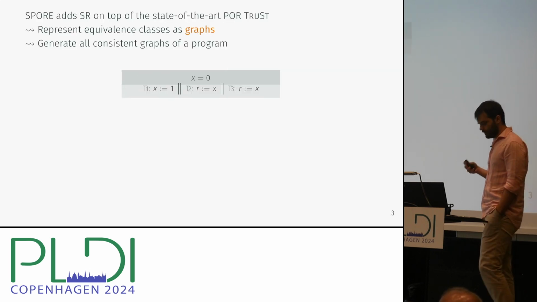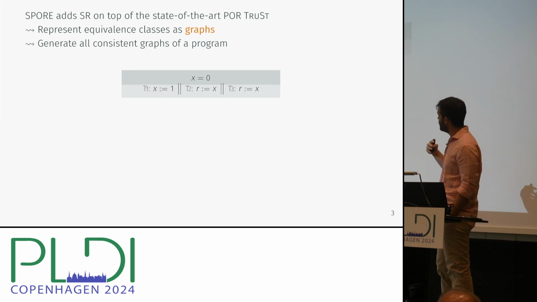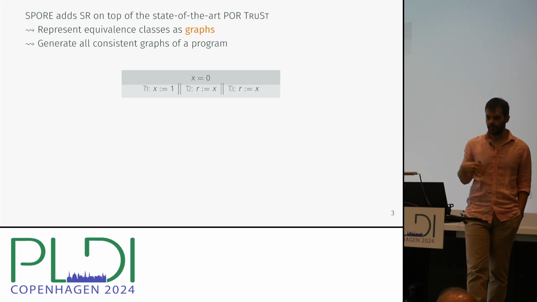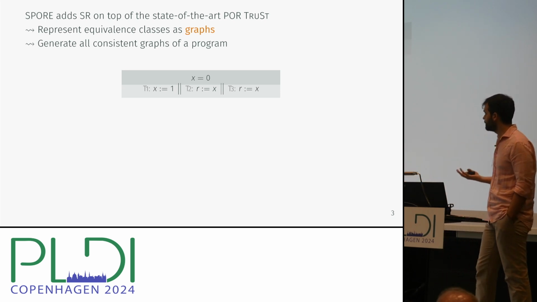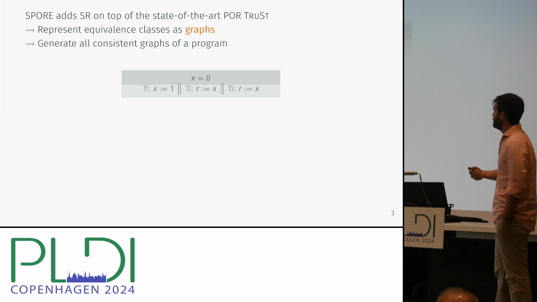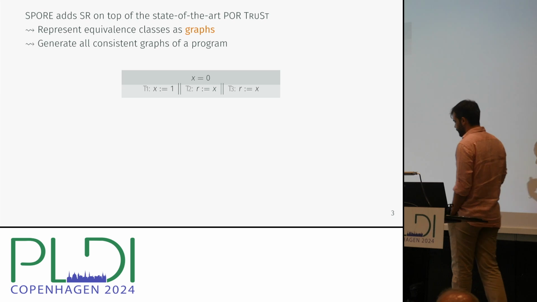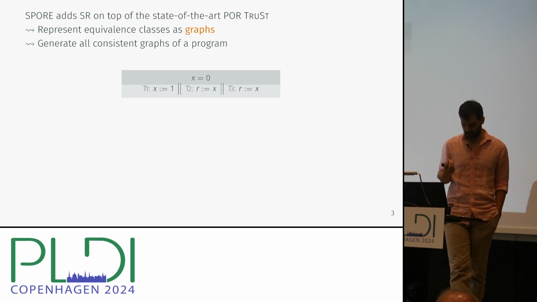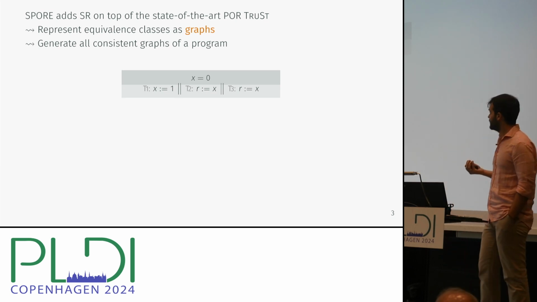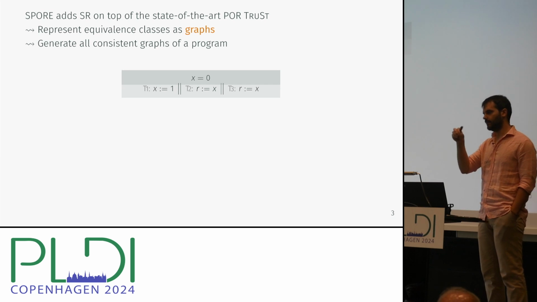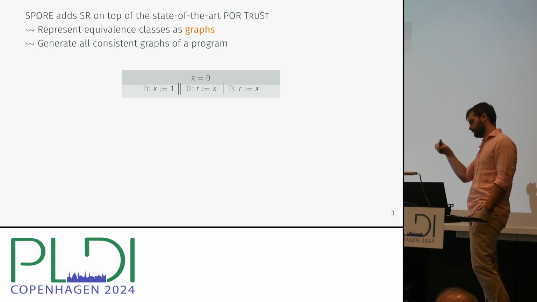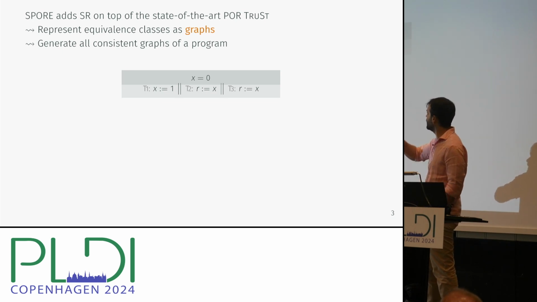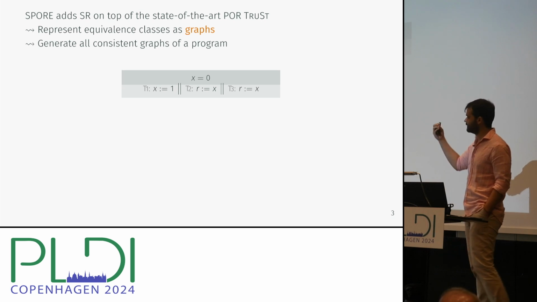So the way we do this is by adding symmetry reduction on top of partial reduction, and in fact on top of a partial reduction algorithm called trust. What's the key idea in trust? The key idea is that these equivalence classes that the interleavings of a program create can be represented as execution graphs. So if we want to verify a program, explore one interleaving from each equivalence class, so to speak, we can just enumerate these graphs.